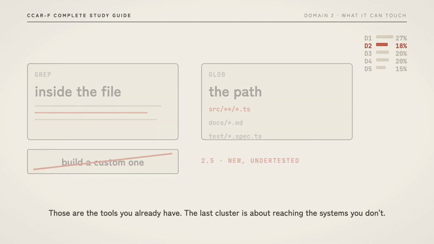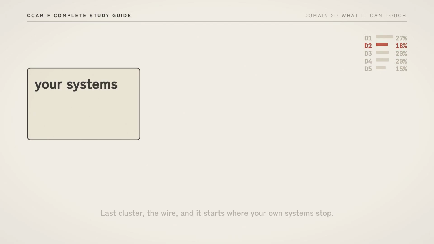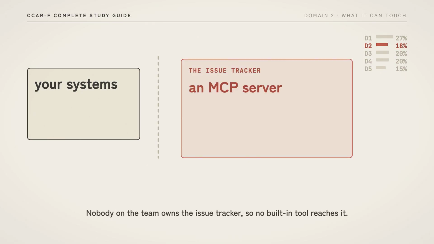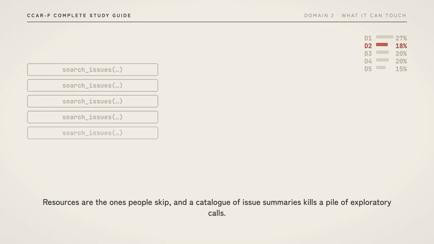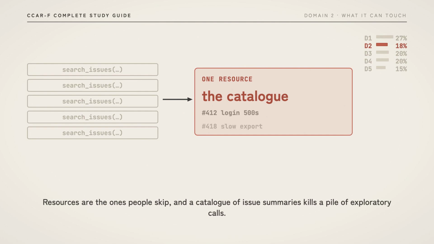Those are the tools you already have. The last cluster is about reaching the systems you don't. Last cluster, the wire, and it starts where your own systems stop. Nobody on the team owns the issue tracker, so no built-in tool reaches it. MCP is how the agent reaches systems the organization doesn't own, and a server hands over tools, resources, and prompts. Resources are the ones people skip, and a catalog of issue summaries kills a pile of exploratory calls.